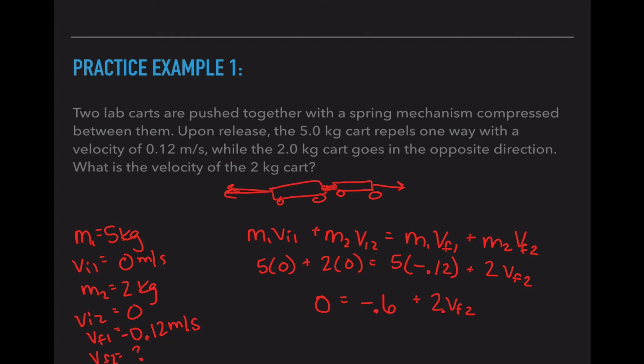Now before we can solve for VF2, we have to get this section by itself. So we're going to add 0.6 to both sides. So 0.6 equals 2 VF2. Now we can divide both sides by 2, and VF of object 2, or the final velocity of object 2, is 0.3 meters per second to the right. Based on our diagram, this one is traveling this way, which is to the right or positive.